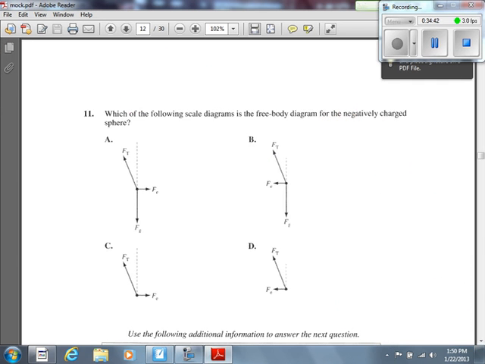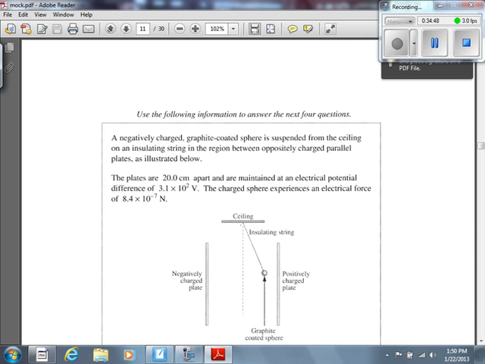Question 11 says, which of the following scale diagrams is the free body diagram for the negatively charged sphere? Let's go back to that diagram again for a second. The free body diagram. Well, we know that we have gravity acting down, which precludes C and D from being answers, right? Gravity has to act down on this.